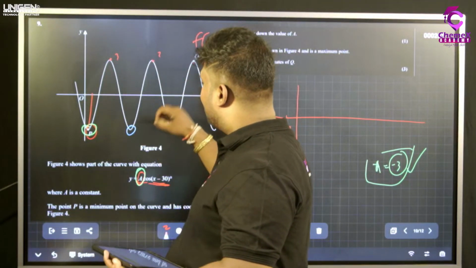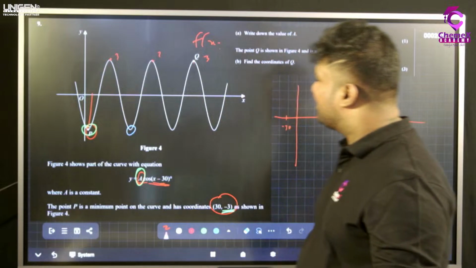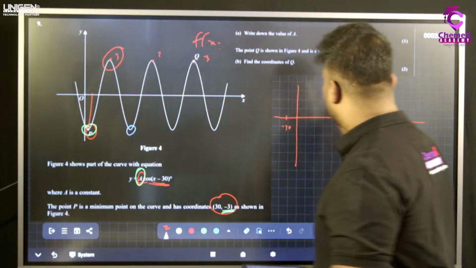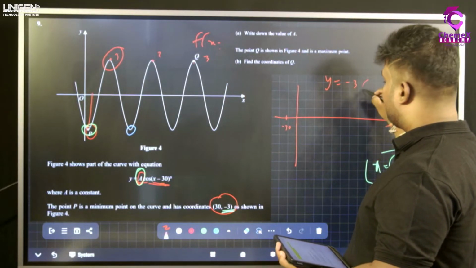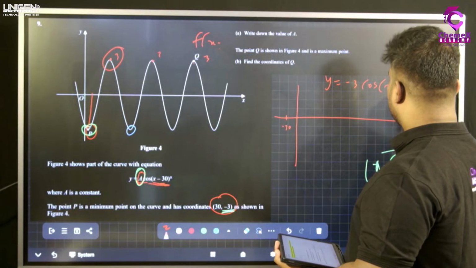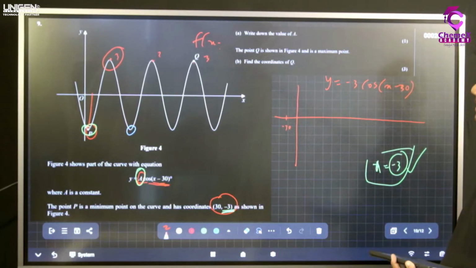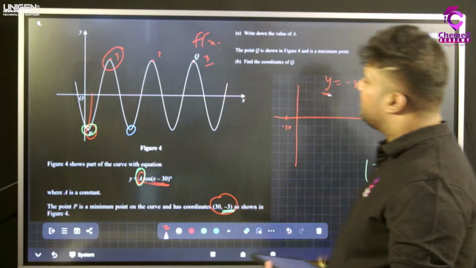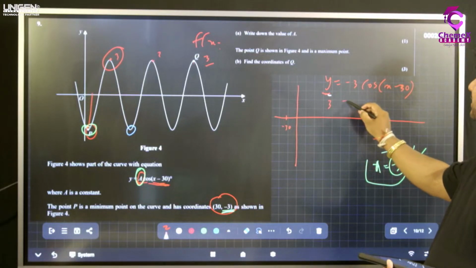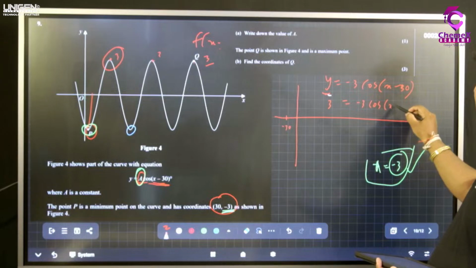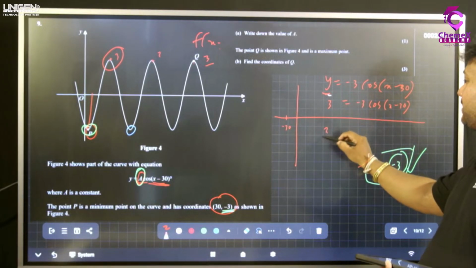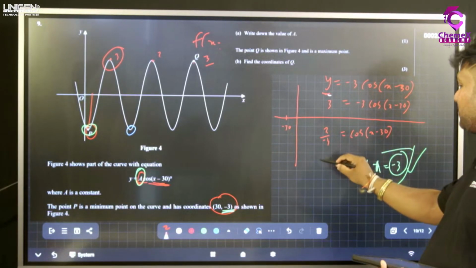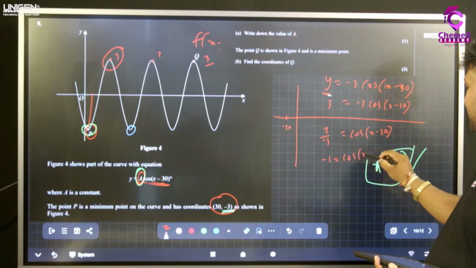What I'm asking is what's the place where it's going to give you these values in the normal y equals cos x graph. So you know y equals -3 cos x minus 30. Okay. It needs to be positive 3. So for it to be positive 3, minus 3 cos x minus 30. So 3 divided by minus 3 equals cos x minus 30. So minus 1 equals cos x minus 30.